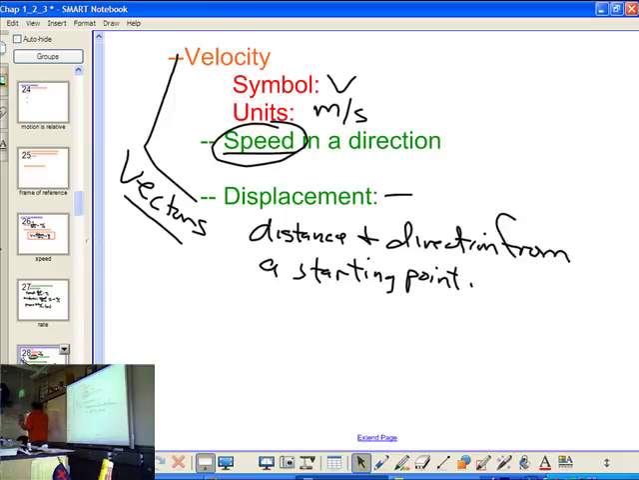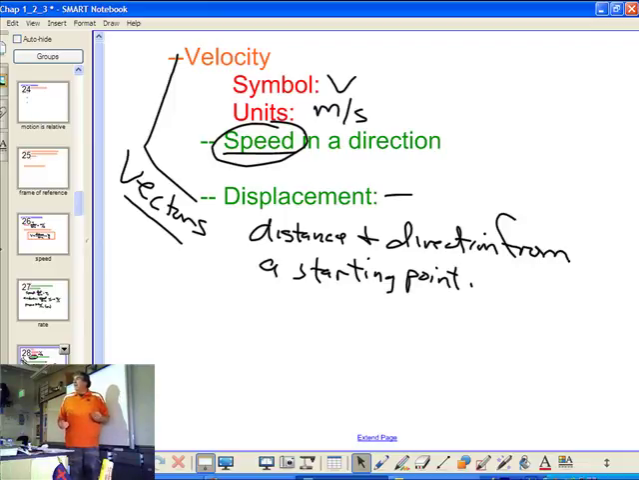Think Cartesian coordinates, that Cartesian coordinate system. All right, displacement, how does it work? So this is my starting place. I'm starting right here. And I go 1, 2, 3. I take 3 steps. Now, how much distance have I traveled?